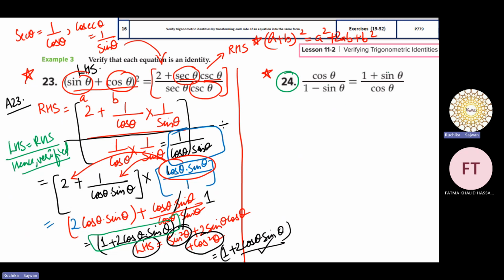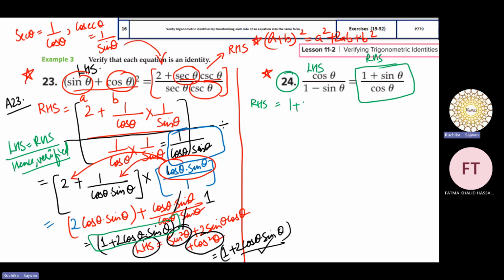Okay, now in this one, both sides have sine and cos, so it's a little confusing which side we begin with. It's okay, you can begin with any side. I will choose the right side. This is the left side, this is the right side. Any side is okay. And we will be using the concept of rationalization to solve this question.